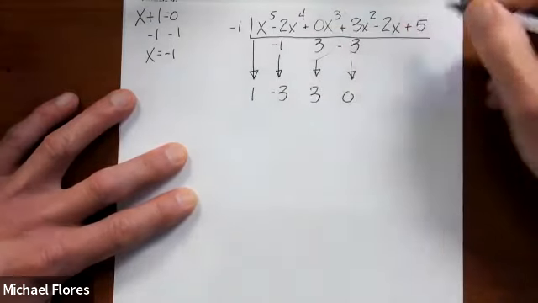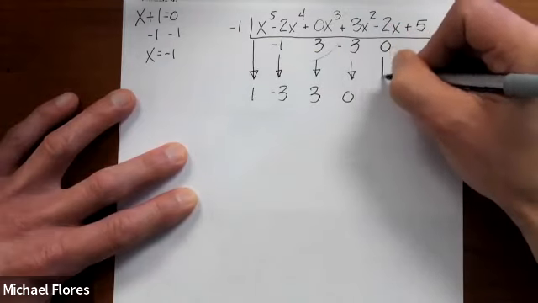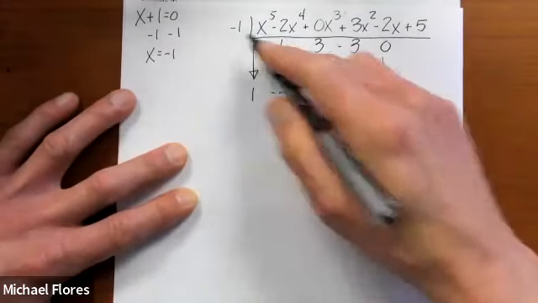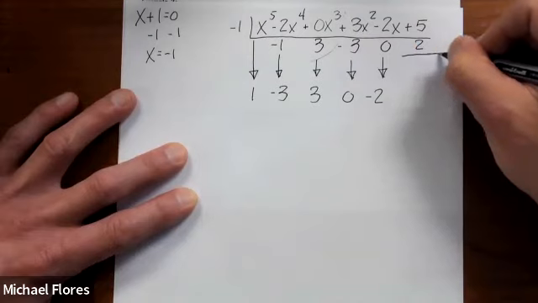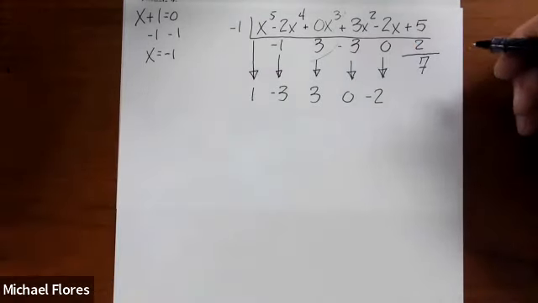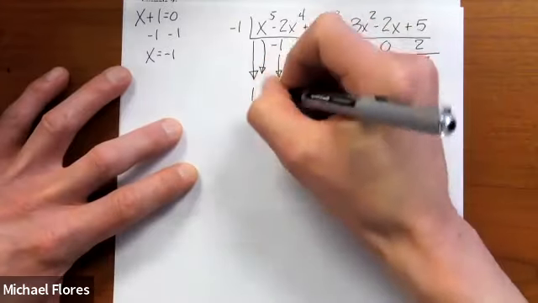Multiply 0 times -1. Combine -2 plus 0. Multiply -1 times -2 is +2. We have a remainder of 7. I just like to section that off to not get confused. So we have a remainder of 7 here. Now I'm going to bring down my variables and decrease the exponent by 1.